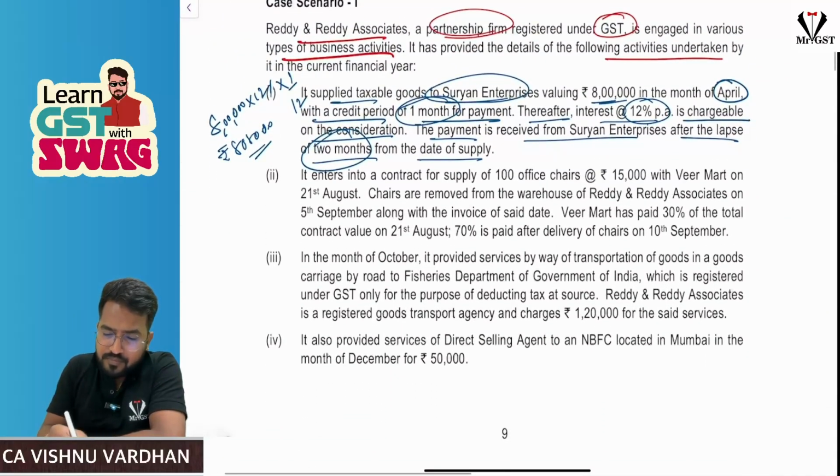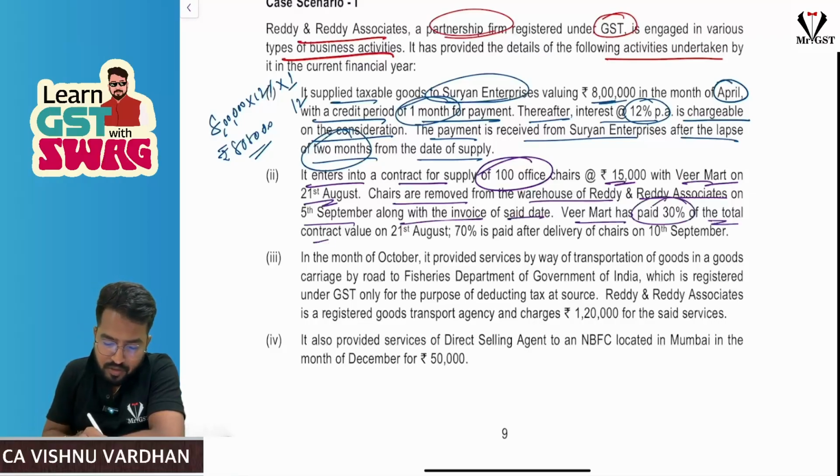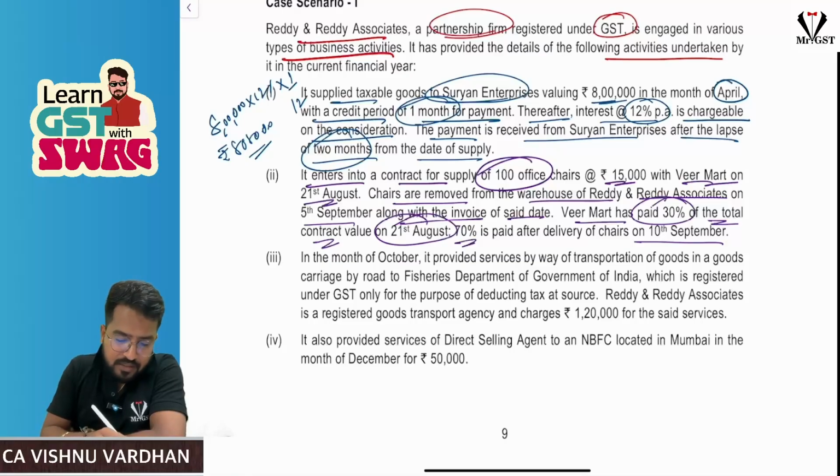Next one, sir, it enters into a contract for supply of 100 office chairs, 15,000 with Veer Mart on 21st August. Chairs removed from the warehouse of Reddy and Reddy Associates on 5th September along with invoice of the said date. Veer Mart has paid 30% of the total contract value on 21st August itself, 70% on 10th September. Sir, whatever the amount is, full value of supply, they are paying 30% advance, 70% later on.